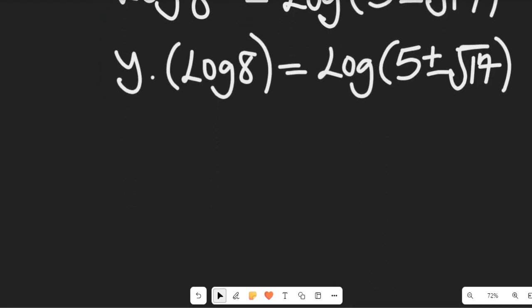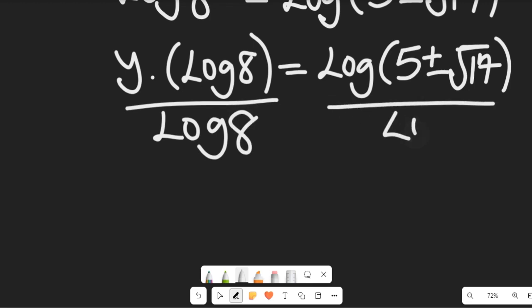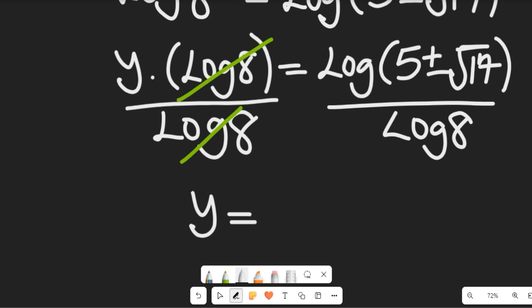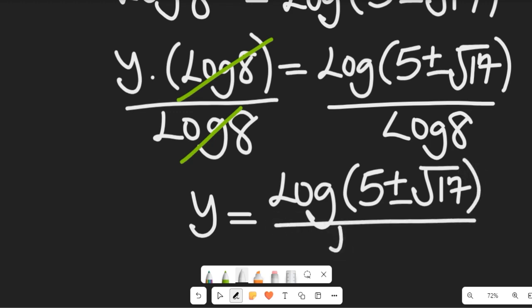So this expression is now going to give us, if we divide both sides by log of 8, this is going to clear this, and then our y will be equal to the log of 5 plus or minus square root of 17 divided by log of 8.